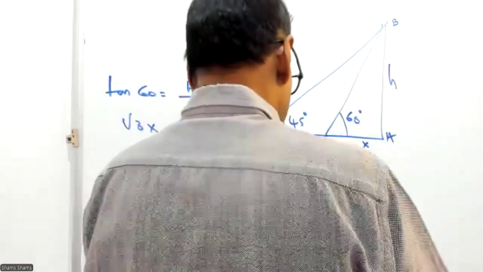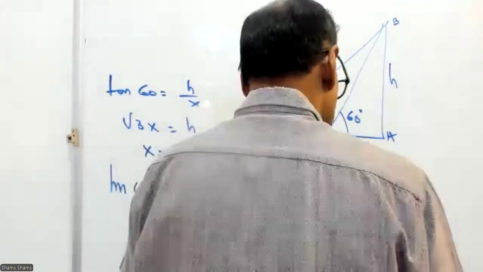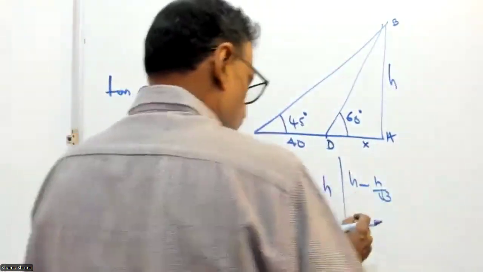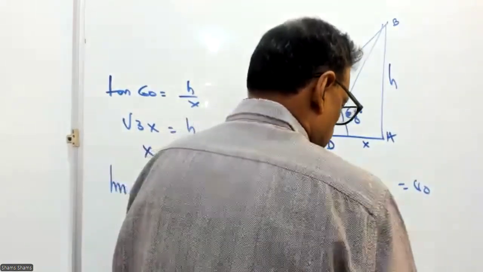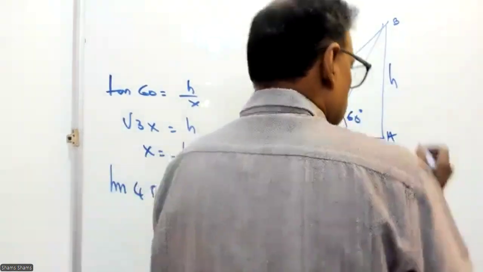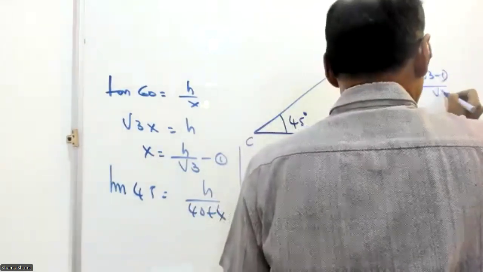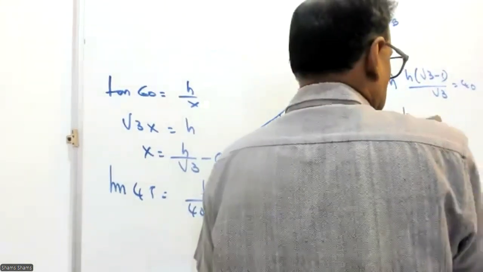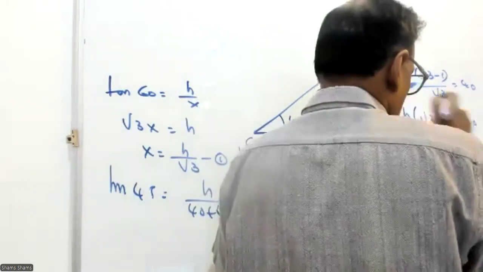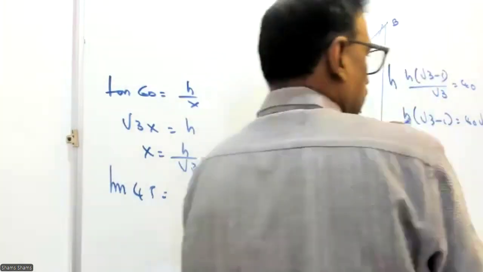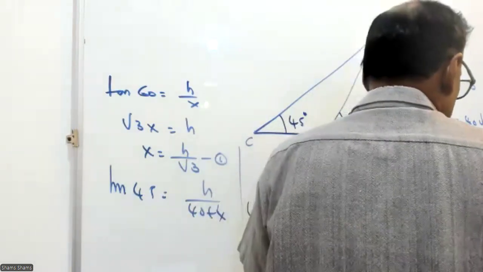So h minus h by root 3 equal to 40. H root 3 minus h by root 3 equal to 40. So h times root 3 minus 1 by root 3 equal to 40. H into root 3 minus 1 equal to 40 root 3. Okay, h equal to 40 root 3 divided by root 3 minus 1.